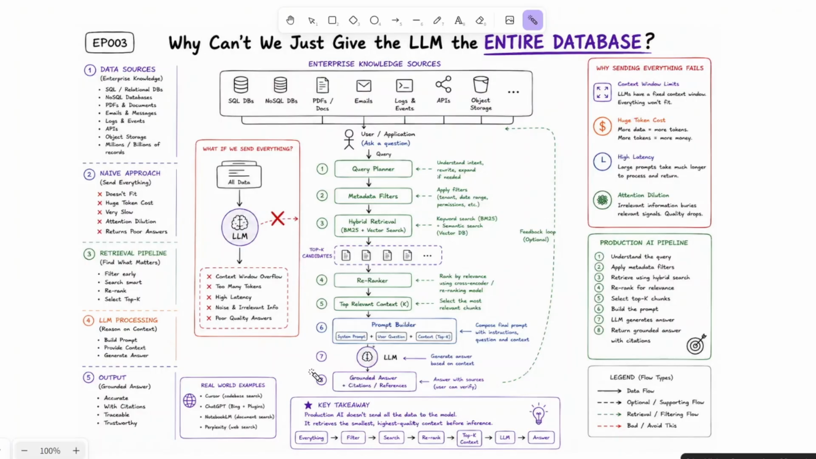If you've watched our previous episodes on Cursor or Notebook LM, you've already seen this pattern. Cursor doesn't send your entire code base to the language model. Notebook LM doesn't send every page of every PDF. Both systems first retrieve the most relevant information before asking the model to reason over it. This architecture is called Retrieval-Augmented Generation, or RAG. Retrieval isn't just an optimization. It's what makes modern AI systems practical at enterprise scale.